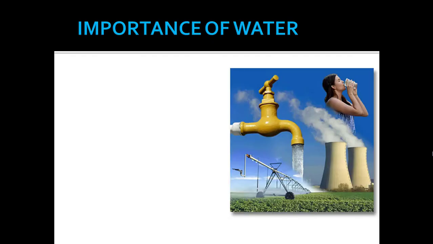Now we'll see the importance of water. Lifeline of living beings. Definitely, water plays a very important role. You know that more than 71% of the planet Earth is covered with water. It provides a life supporting element for all living things. It is primarily essential for agriculture. In a country like India, where the primary practice is agriculture, water plays a very important role.